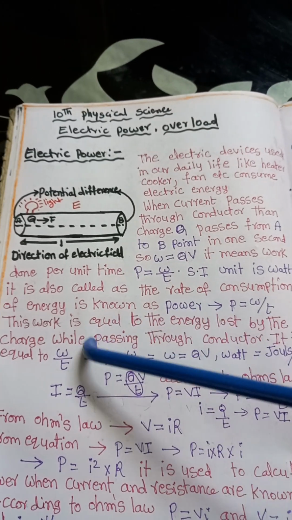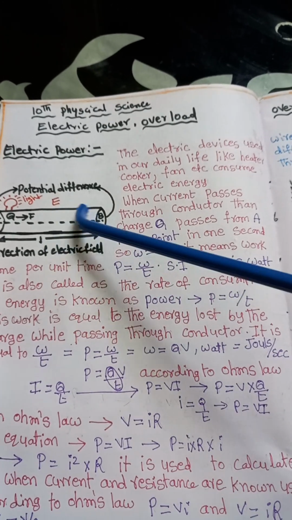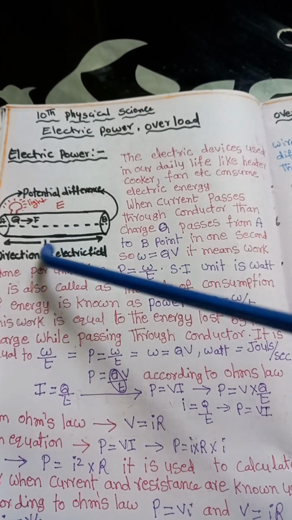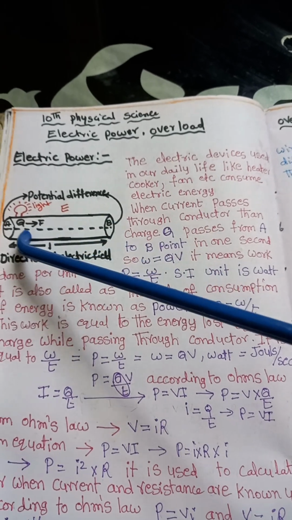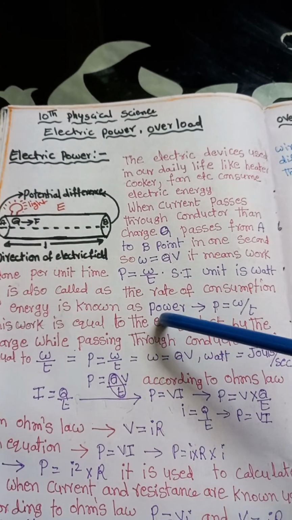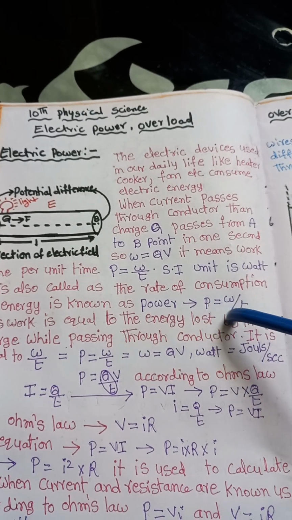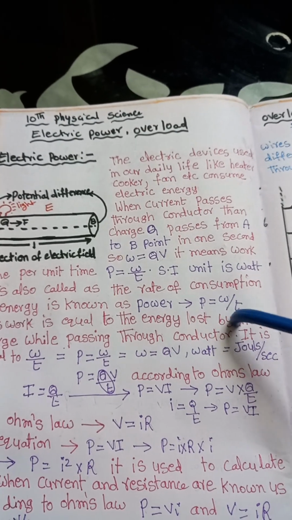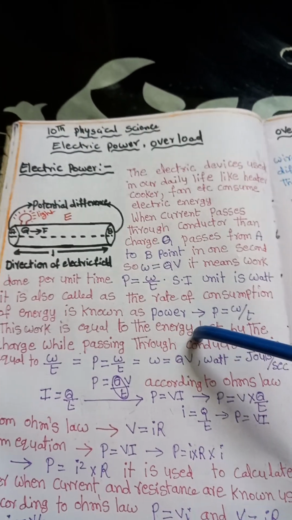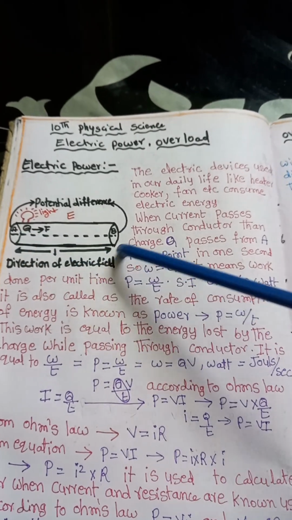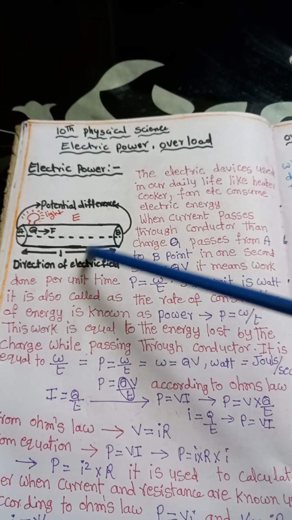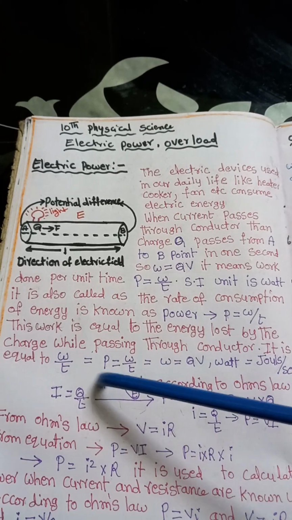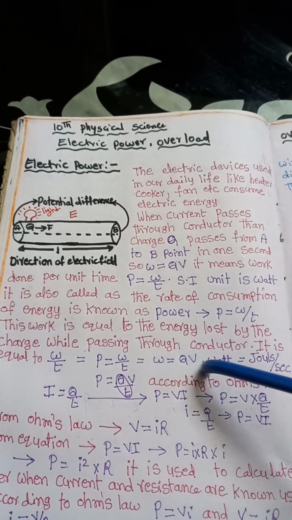The rate of consumption of energy. So the device consumes the energy. Energy means electric energy for moving work. And P means power, P is equal to W by T. So in one second the work is done. Work means the charges move from one point to another point in a conductor. The work is equal to the energy lost by the charge while passing through the conductor.